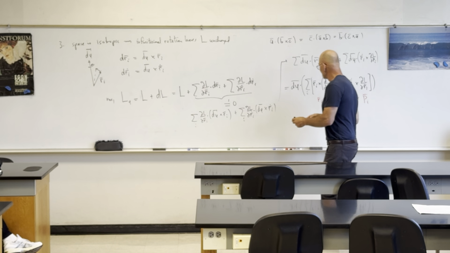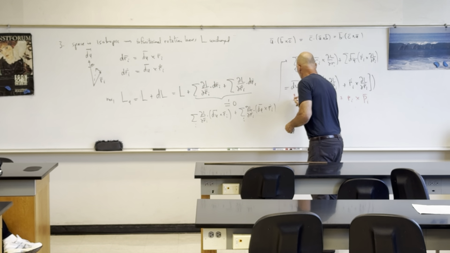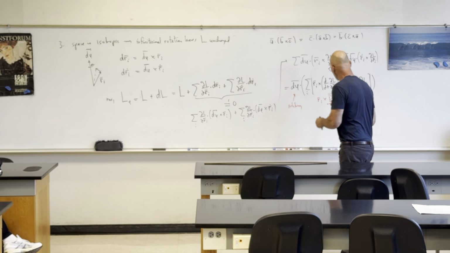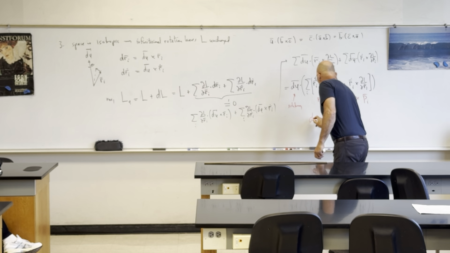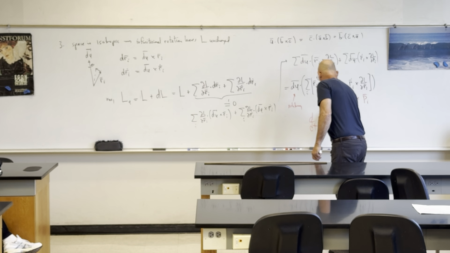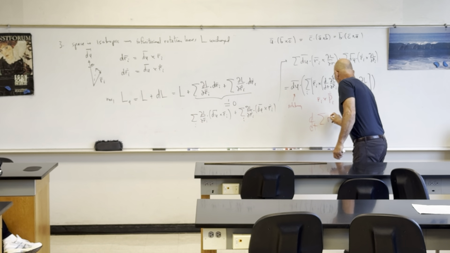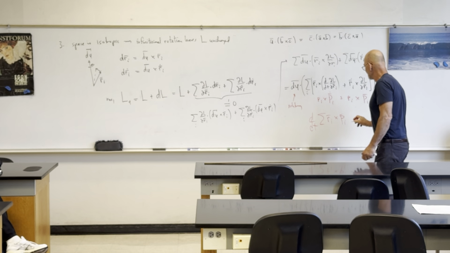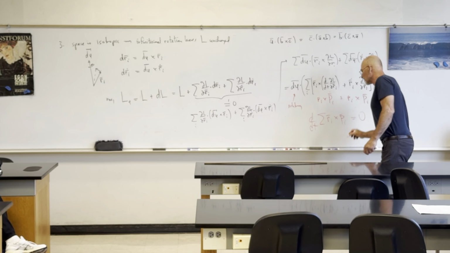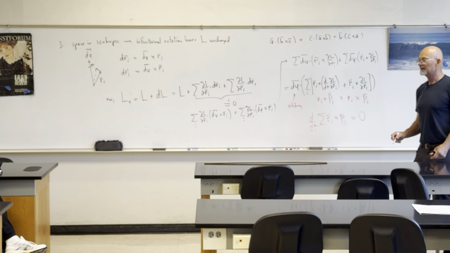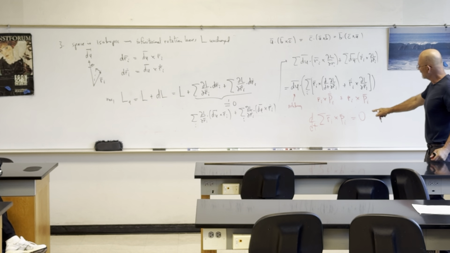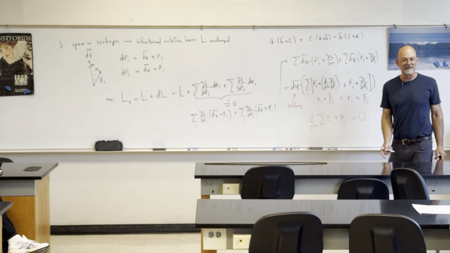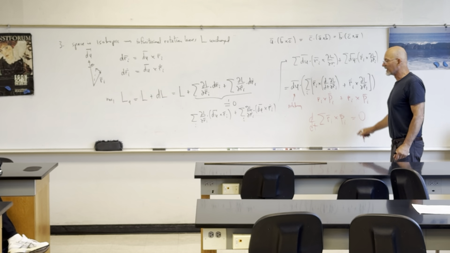So I'm just going to point here: arbitrary. And then I'm going to write here, I have d/dt, which can be pulled out, of the sum of r sub i cross p sub i equals 0. And that, of course, is the total angular momentum. So the total angular momentum is conserved.